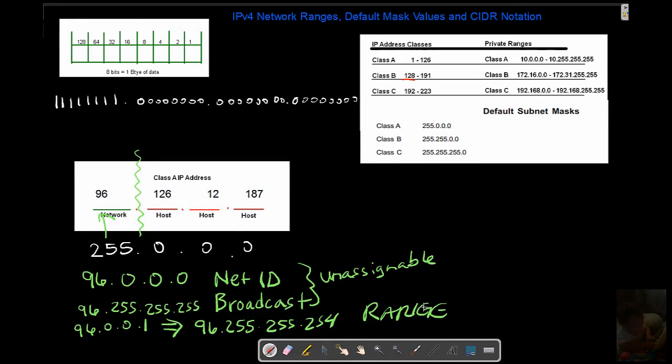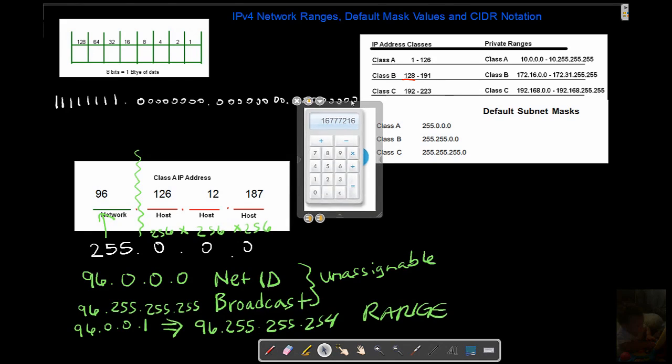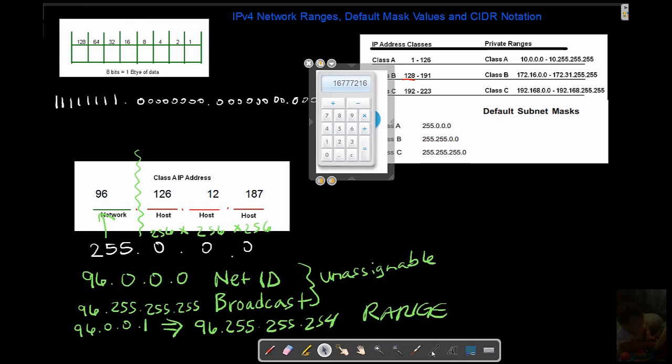Which means that we can have how many hosts in this network? Well, let's do the math and figure out what we're looking at. This octet, we're saying we can have 256 here. We can use 256 here. We can use 256 here, which is going to mean 256 times 256 times 256. There's our 65,536, if you remember that from our class B. Well, now we got a whole nother octet to work with. 16,777,216 hosts that we can have in this network.